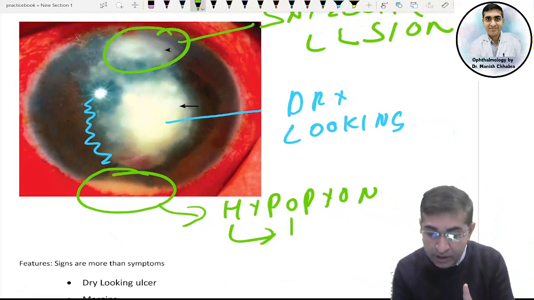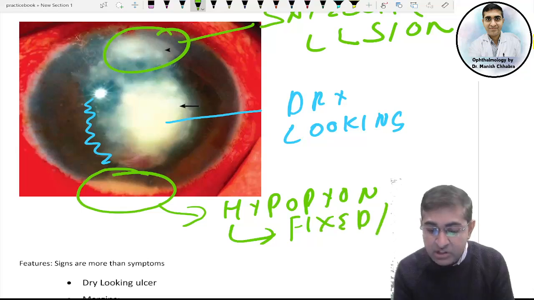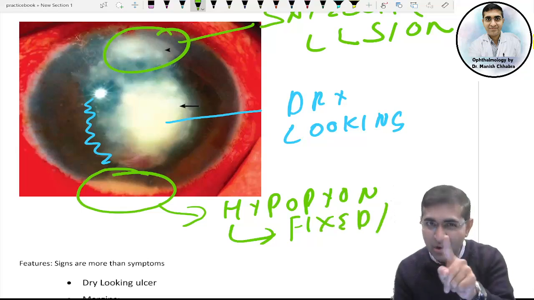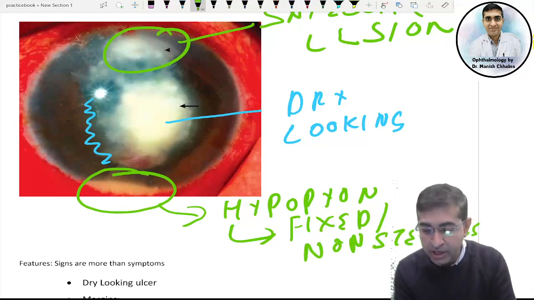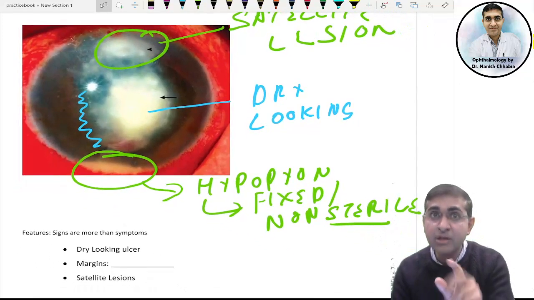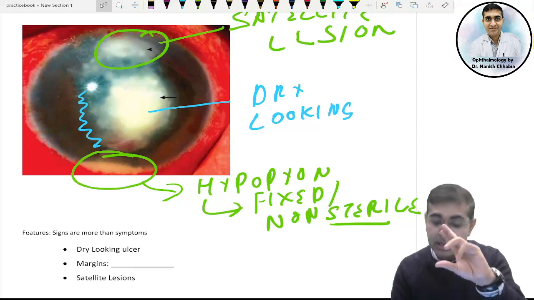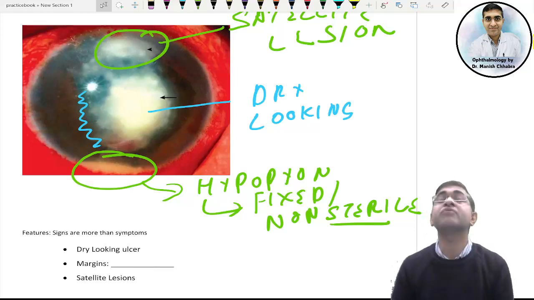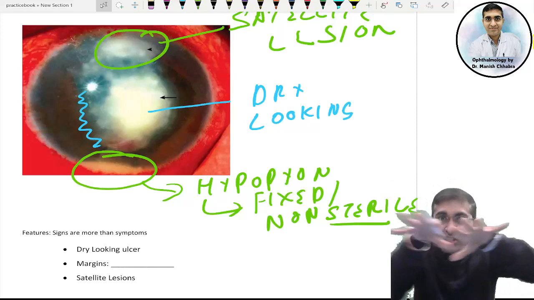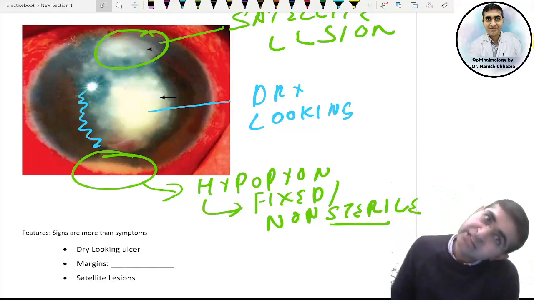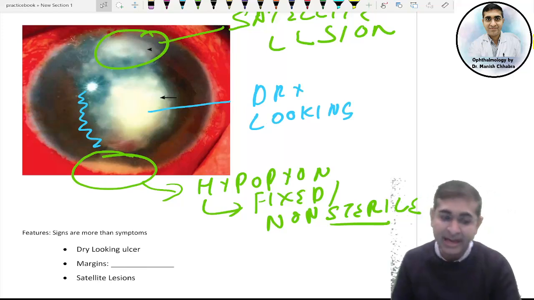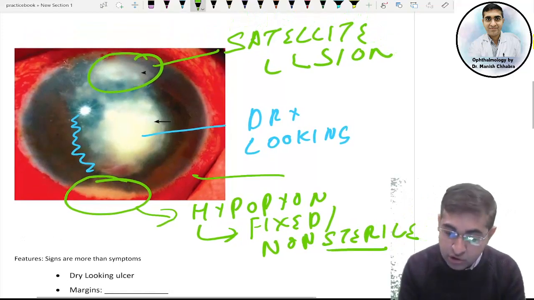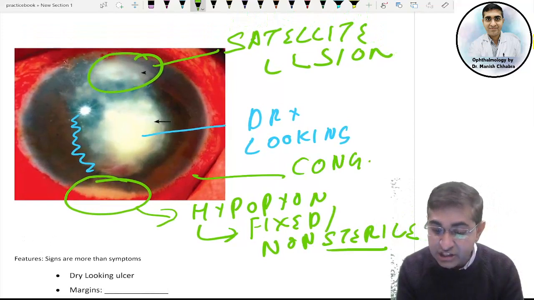And the hypopyon is fixed, and is it sterile or non-sterile? It will be non-sterile, yes. But the bacterial hypopyon is gravity dependent and it is sterile. So when the patient lies down, the hypopyon will spread, and when the patient is upright, in the gravity dependent position, the hypopyon will come here in cases of bacterial keratitis. Okay, you can also see that there is congestion of the conjunctiva, yes.